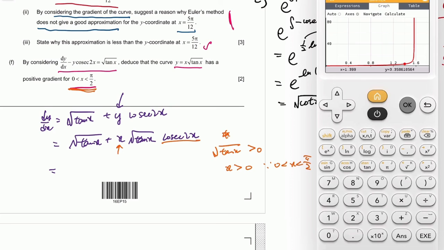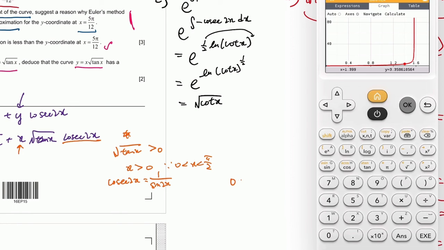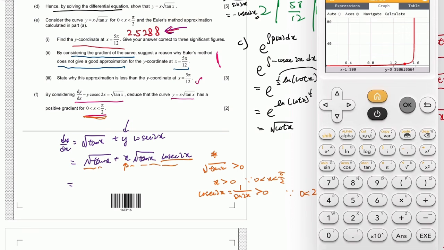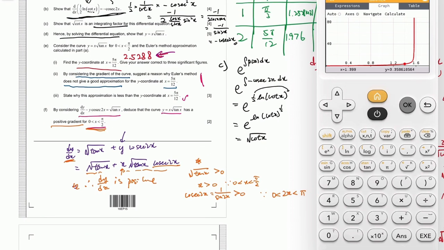What about cosec 2x? Cosec 2x is really 1 over sine of 2x. But if x is between 0 and pi over 2, then 2x is between 0 and pi. From 0 to pi, sine is positive, so this is also positive. So pretty much everything here is positive. You have some positive stuff plus some positive stuff, so overall it is positive. Therefore, dy/dx is positive. Well, dy/dx is gradient, right? So that's why we have positive gradient. Alright, okay, I think that will do.